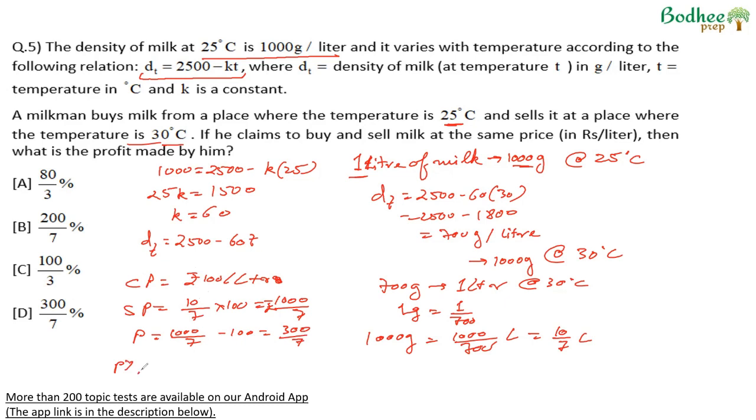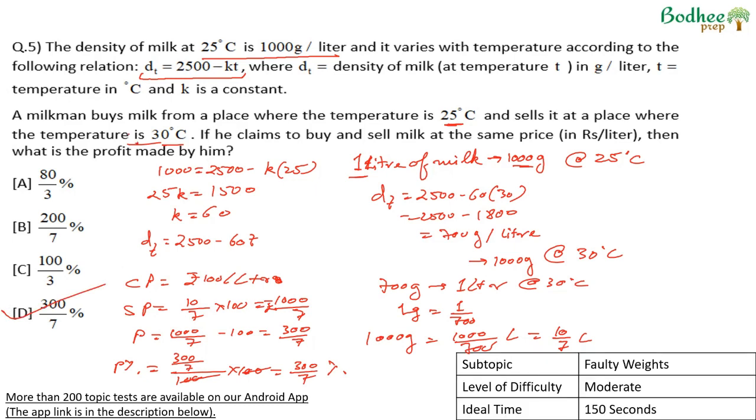And therefore profit percent will be profit upon cost price into 100. If we solve this, 100 and 100 cancel, we will get 300 by 7% as the profit. Option D becomes the answer. Again, in the exam, I'll say this is basically the concept of faulty weights, where the price does not change, but the measurement changes. Faulty weights and balances are cheating for that matter.